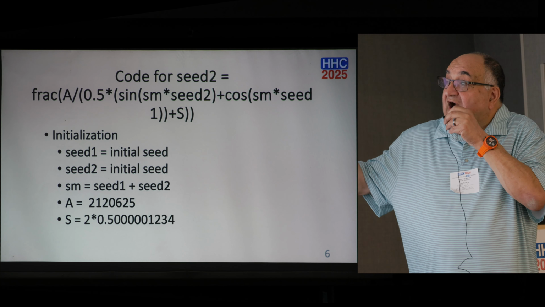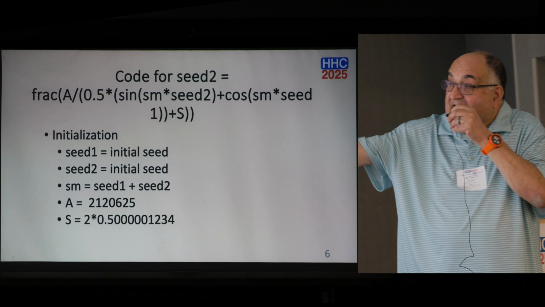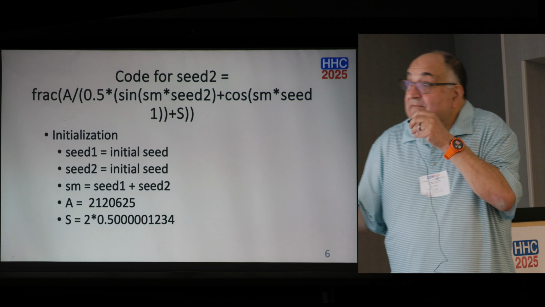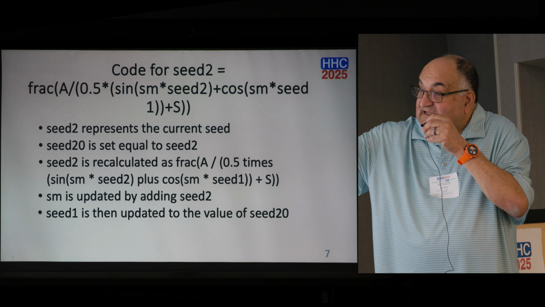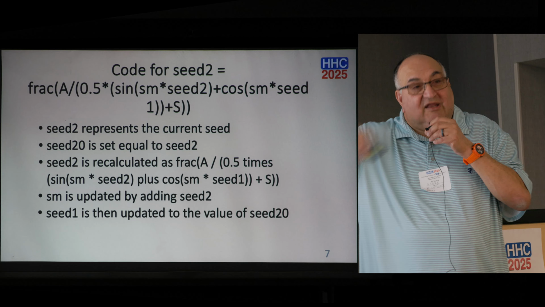Just to give you an idea how to code it, you initialize it. You assign 2 initial seeds to seed 1, seed 2. You add them, put it in SM. You initialize the constants A and S. And then you start looping. Seed 2 is the current random number. I use the word seed, but it's the random. And you make a copy of it. And then you update seed 2 with the formula. And you update SM by adding seed 2 to it. And then you assign C2O to seed 1, and then you cycle.